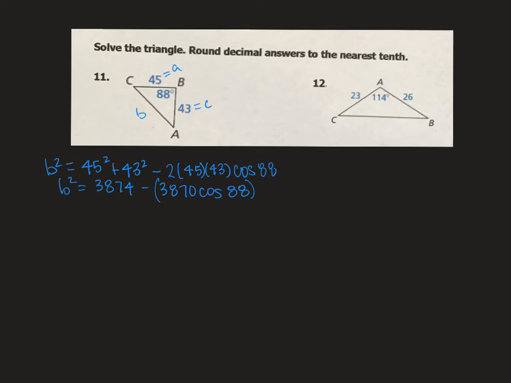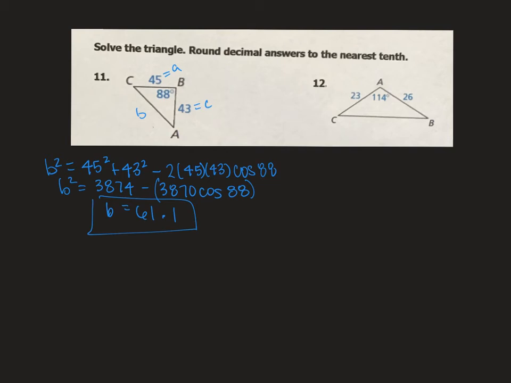So when we do 3874 minus 3870 times cosine of 88, you should end up with about 3738.9389, and so on. But remember, that's equal to b squared. So in order to get b by itself, we've got to take a square root. So when we square root that number, we get about 61.1. So now we just have to solve for our two angles.